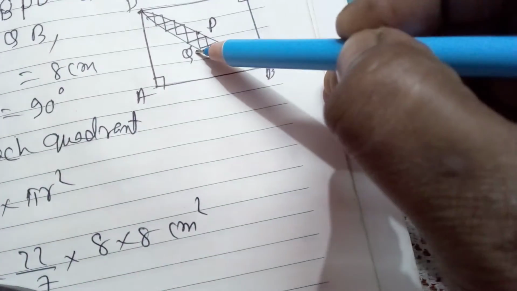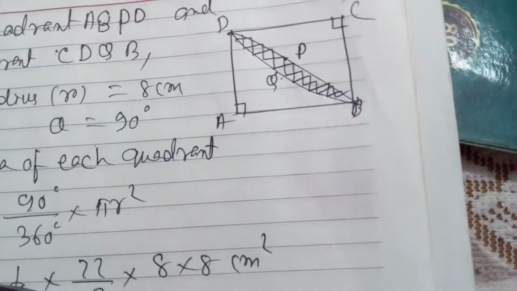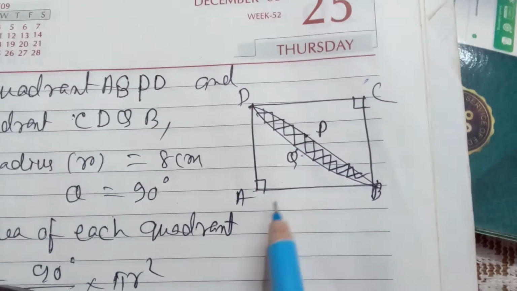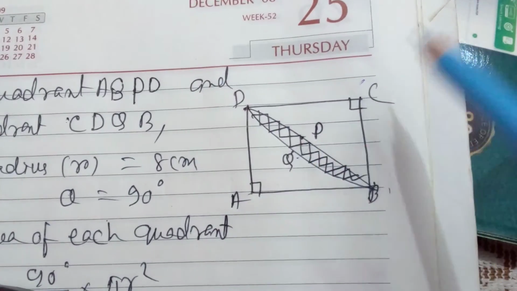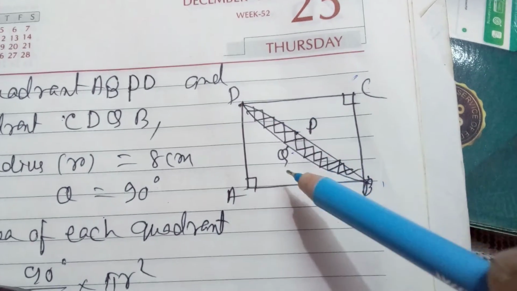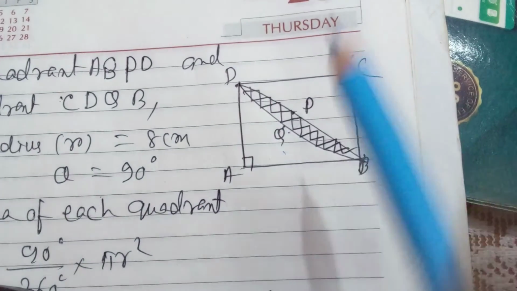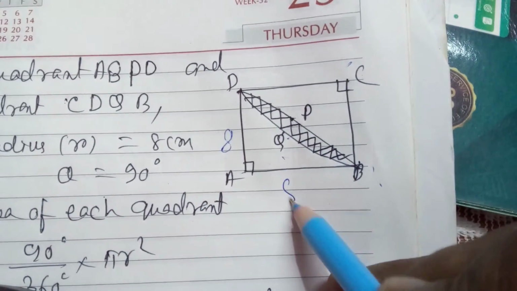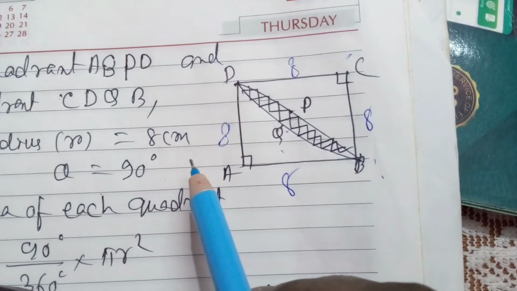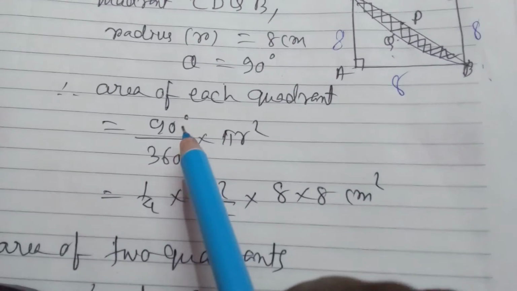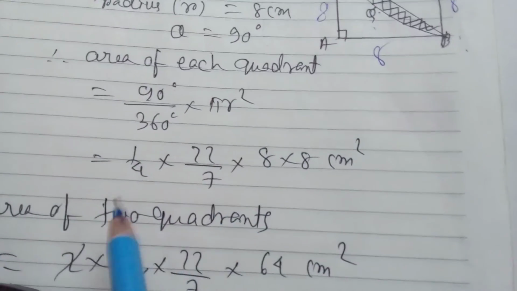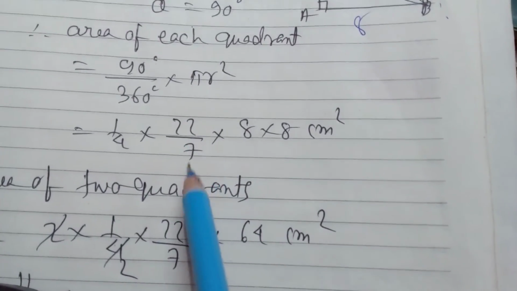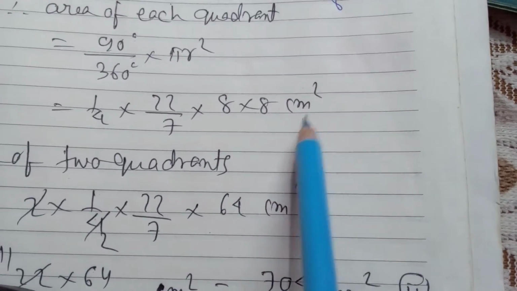From this, this portion is one of the quadrants and this portion is another quadrant. So I have written here quadrant ABPD and quadrant CDQB. Radius is 8 centimeter because these sides are 8. Now theta is 90. So area of each quadrant equals 90 by 360 into pi r square. So 1 by 4 into 22 by 7 into 8 into 8 centimeter square.